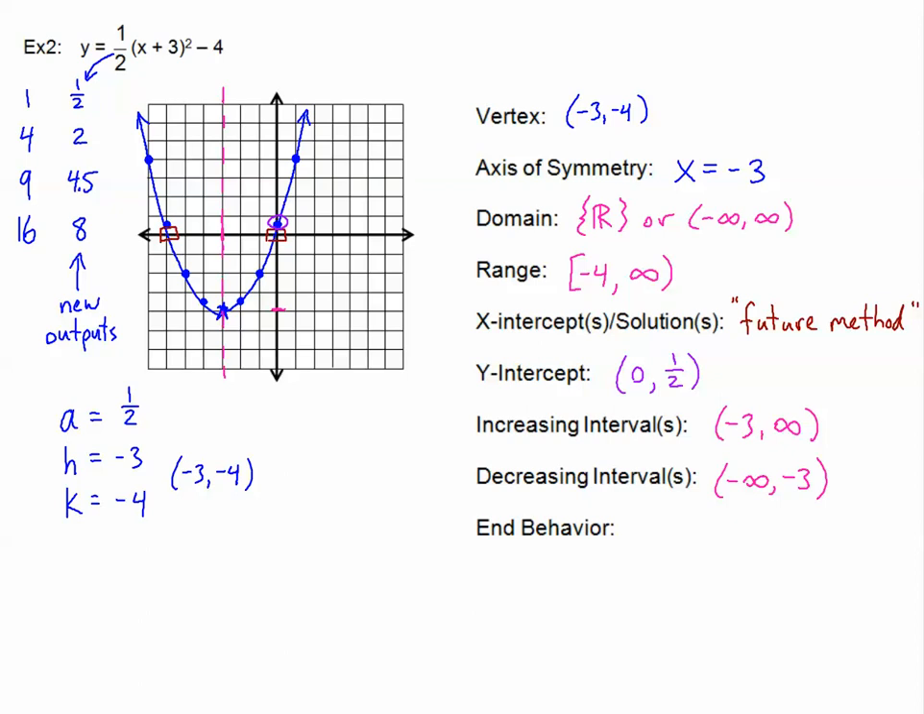And finally, our end behavior. Since both ends do the same thing, I'm just going to write it as one statement using my plus or minus symbol. In this case, the left side points up, the right side points up, so y goes to infinity on each end.